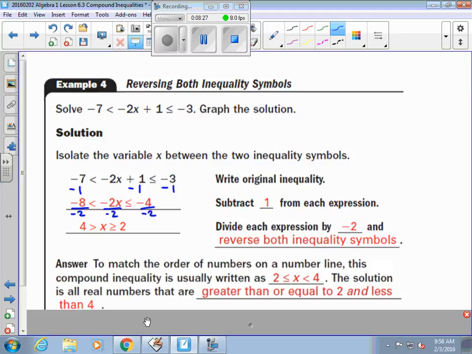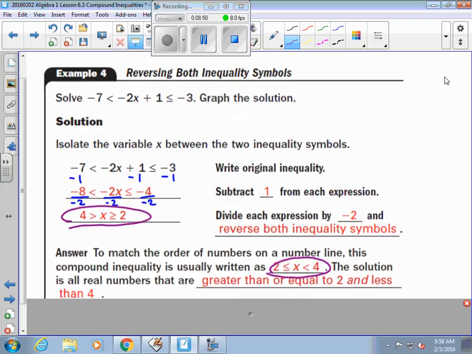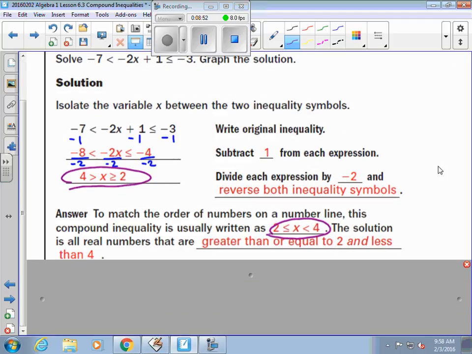Therefore, your solution, and notice right here, this is the exact same thing as this. Just notice it's written backwards just to put the smaller number up front. But the big mouth of the inequality is still eating the bigger number in each occasion. The solution is all real numbers that are greater than or equal to 2 and less than 4. That is just writing a sentence, or writing words. We did that on the bell work.